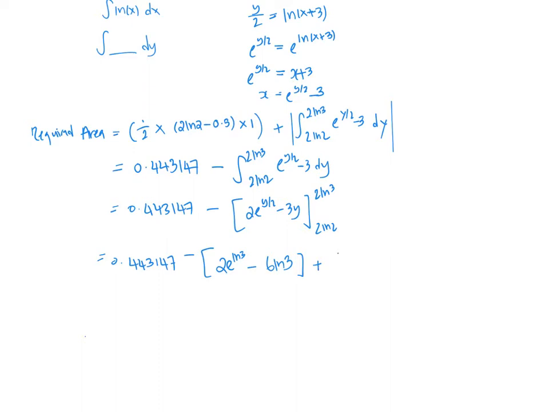plus 2 e to the power ln 2 minus 6 ln 2. Okay, so if you eventually solve it, you should get it to be 0.876 units squared. Alright, and this is to 3 SF. So there you go, that will be the answer for question 1.